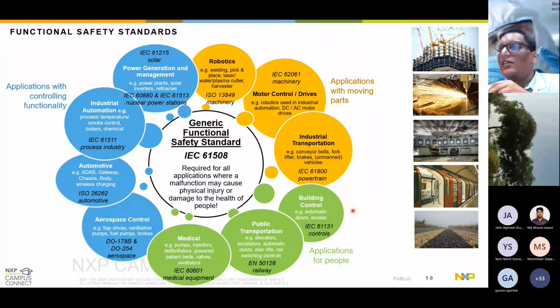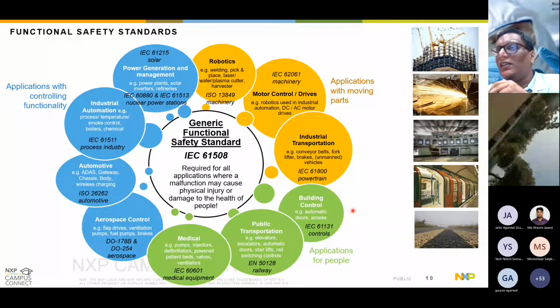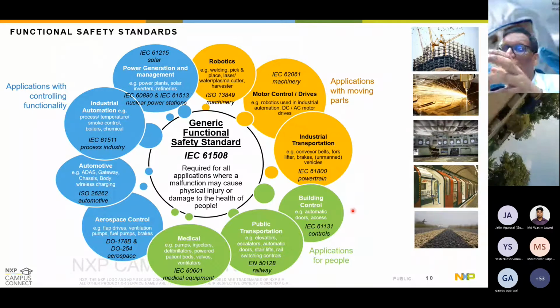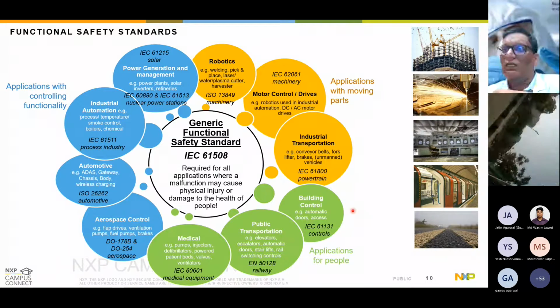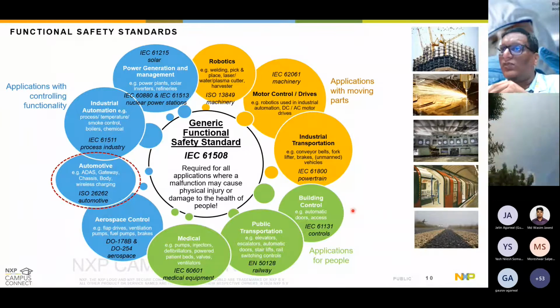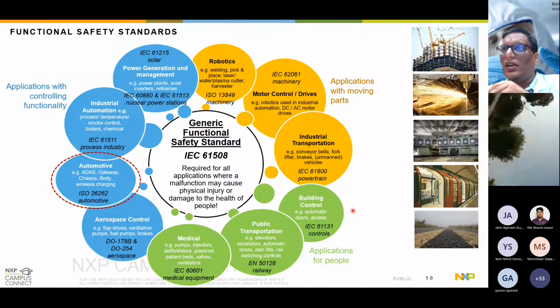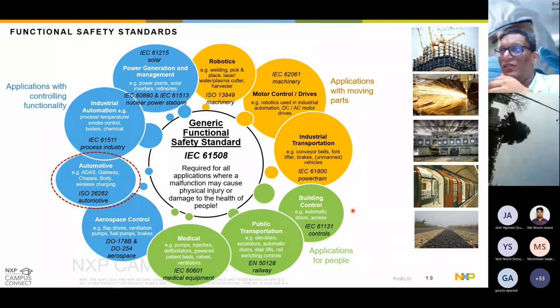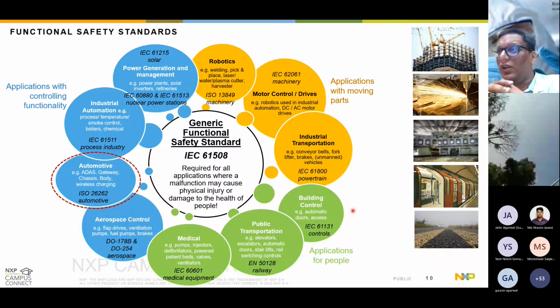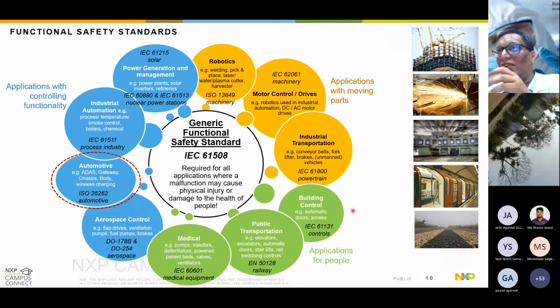On the standards, IEC 61508 is the generic functional safety standard. This is a kind of central standard out of which multiple other standards spawned. One of these, I talked about automotive, is the ISO 26262 automotive safety standard. Each of these standards talks about how to estimate risk for their particular application. So we have different standards for different applications. There is a standard for aerospace, we have standards for medical, we have standards for industrial, and so on.